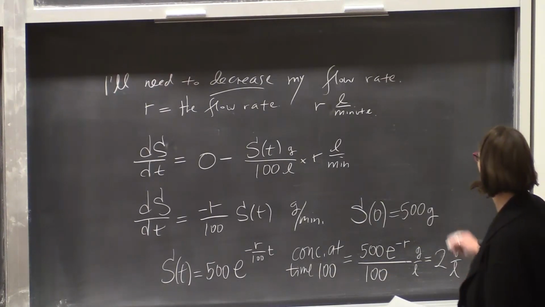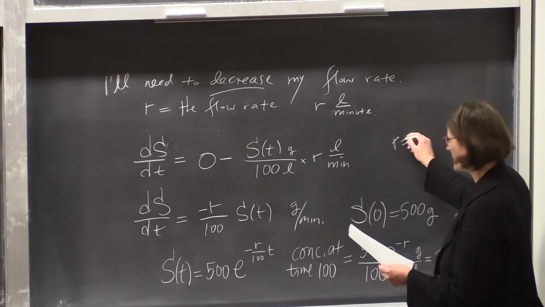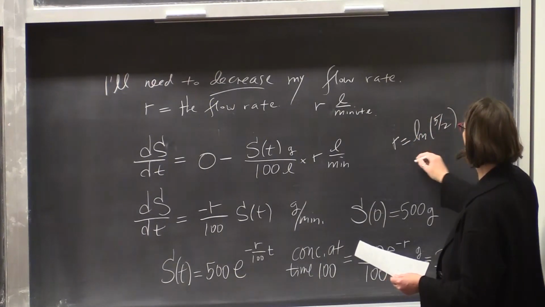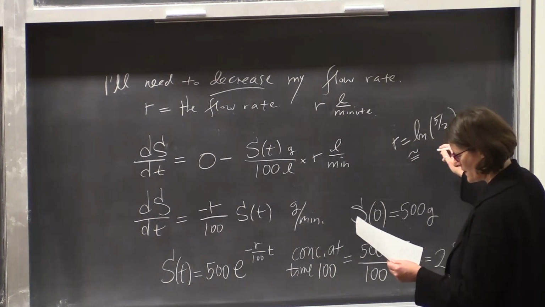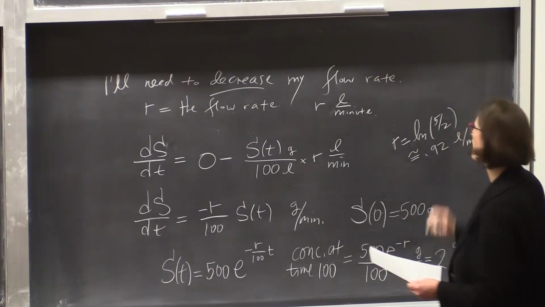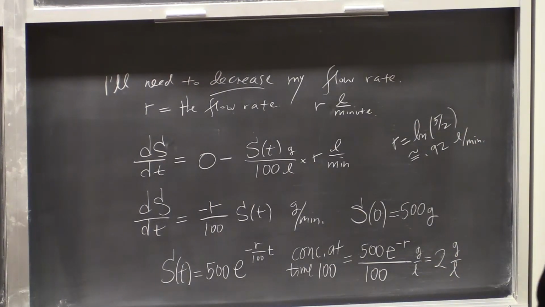And you end up with r being the natural logarithm of 5 over 2, which is approximately 0.92 liters per minute. Okay, are there questions?